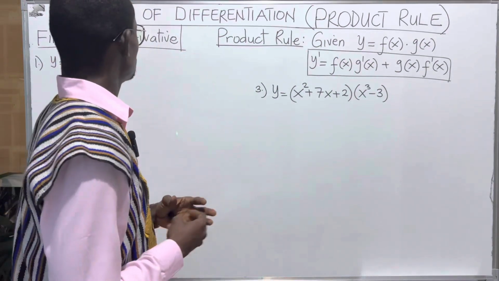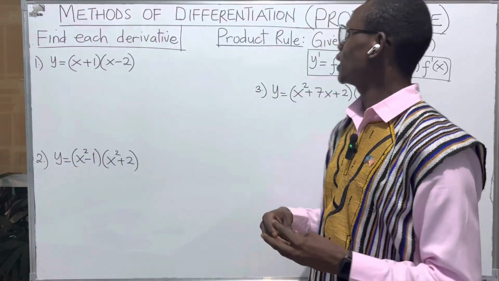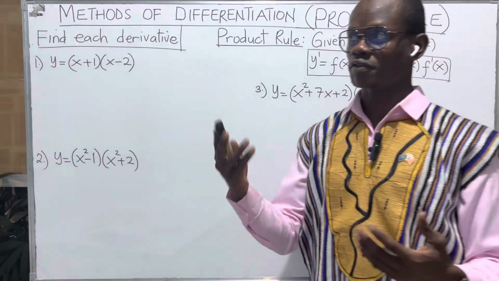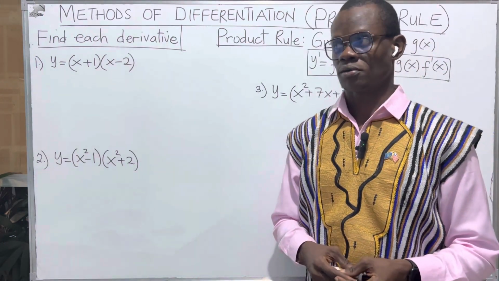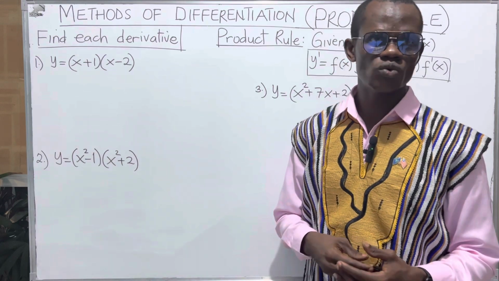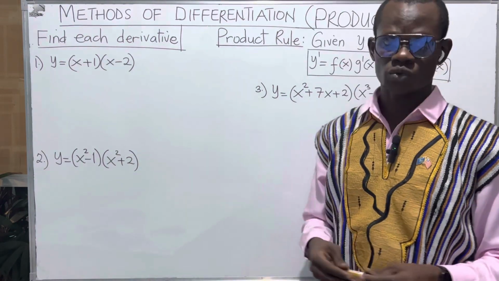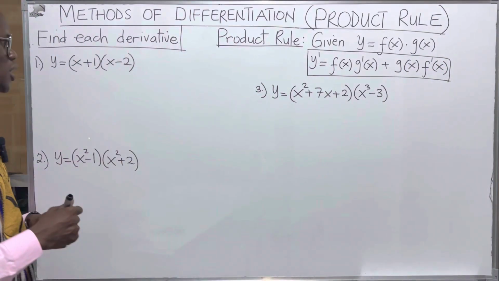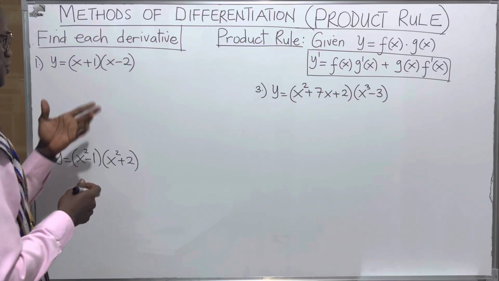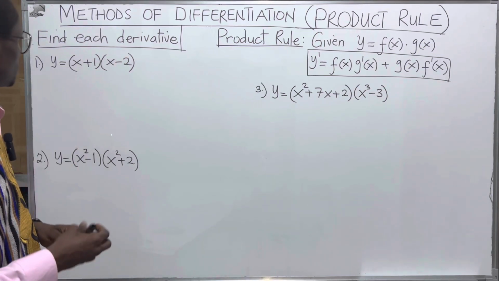In today's video, we want to look at methods of differentiation. Particularly, we'll be looking at the product rule. In other videos, we did the power rule, the constant rule, and the constant multiplier rule. So in this video, we want to start with the product rule. We'll work through three examples.